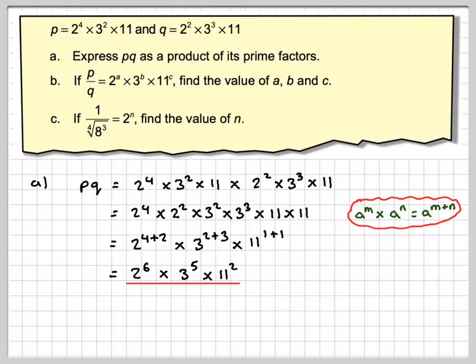11 squared. Right, p over q will be 2 to the 4, 3 squared times 11, divided by 2 squared times 3 cubed times 11. Right, writing that out again over here.